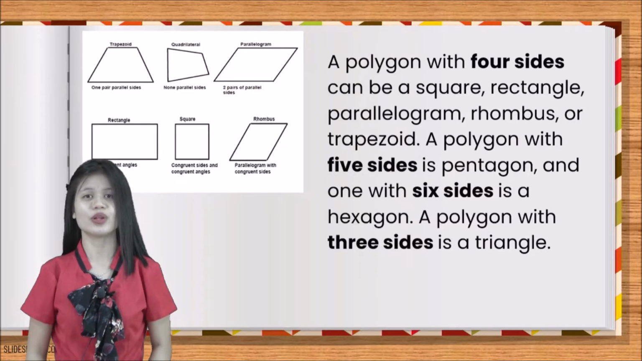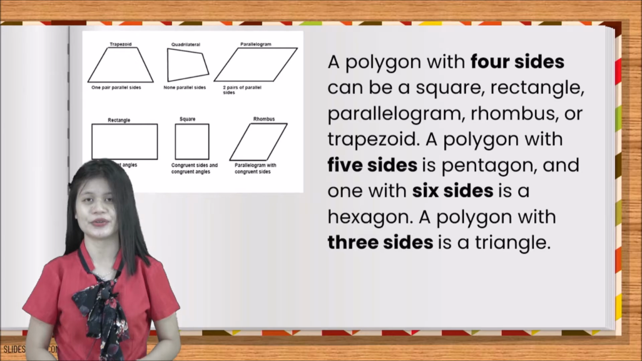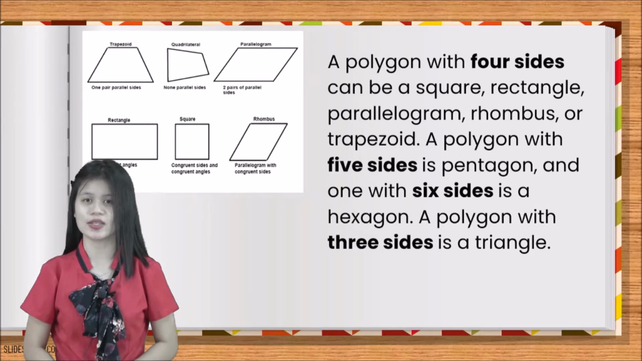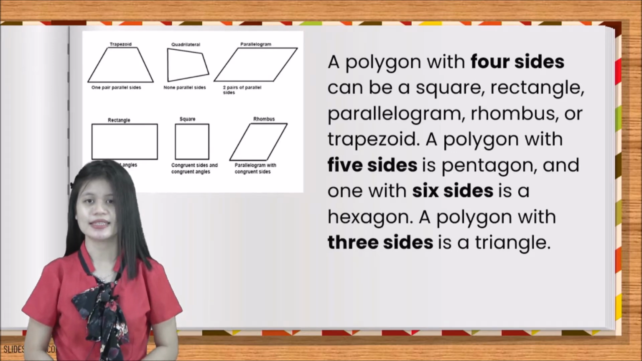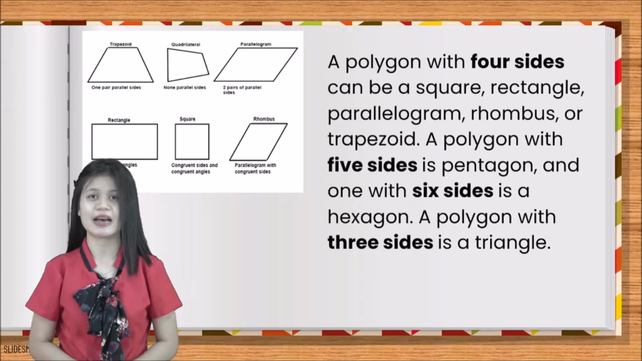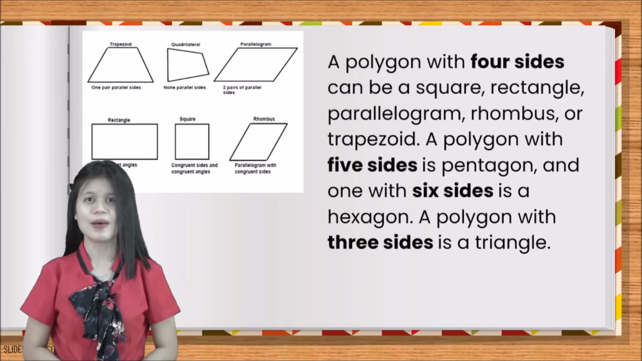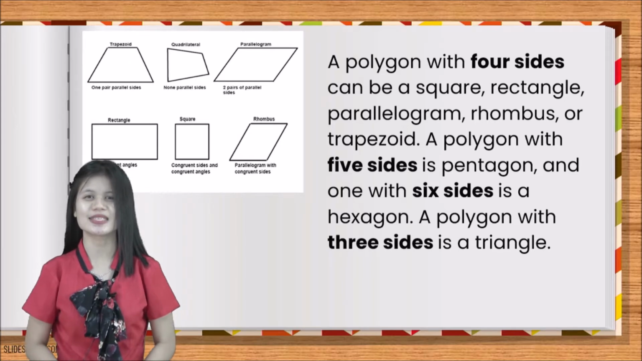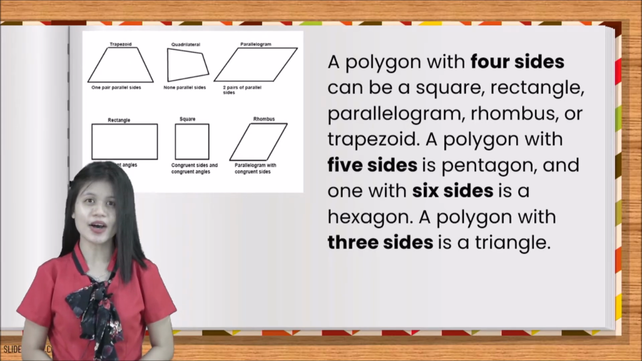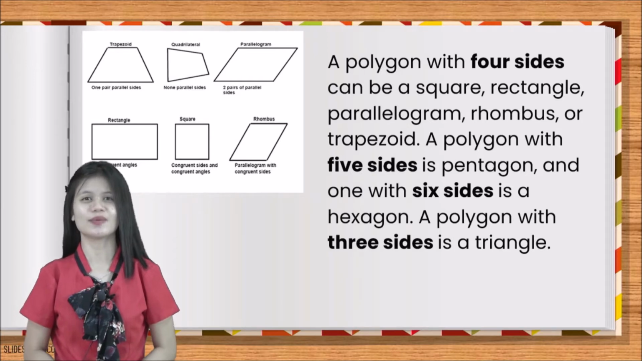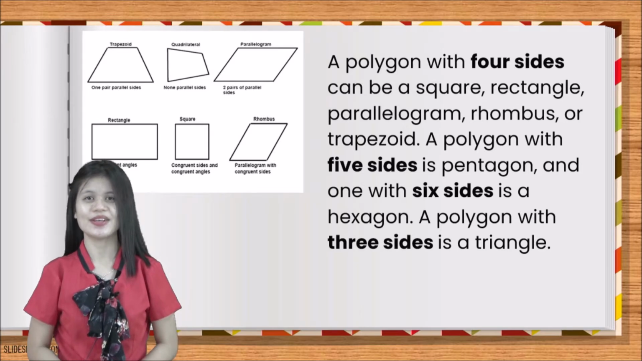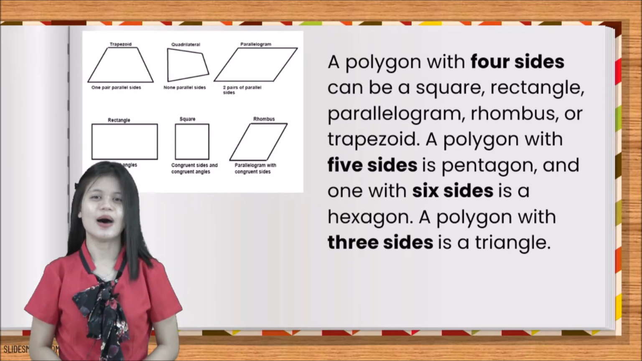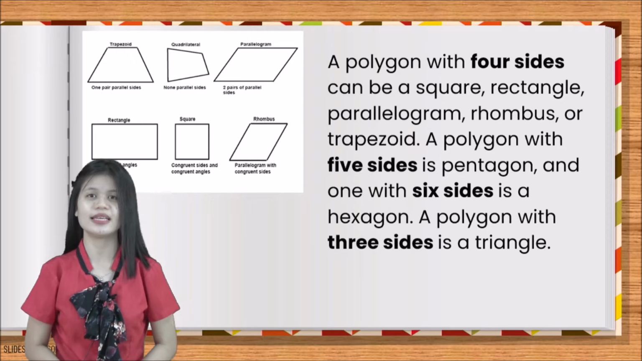A polygon with 4 sides can be either square, rectangle, parallelogram, rhombus, or trapezoid. Can you repeat the 4 sides of a polygon? We have square, rectangle, parallelogram, rhombus, and trapezoid. A polygon with 5 sides is what we call pentagon. And one with 6 sides, we call it hexagon. A polygon with 3 sides, we call it triangle.